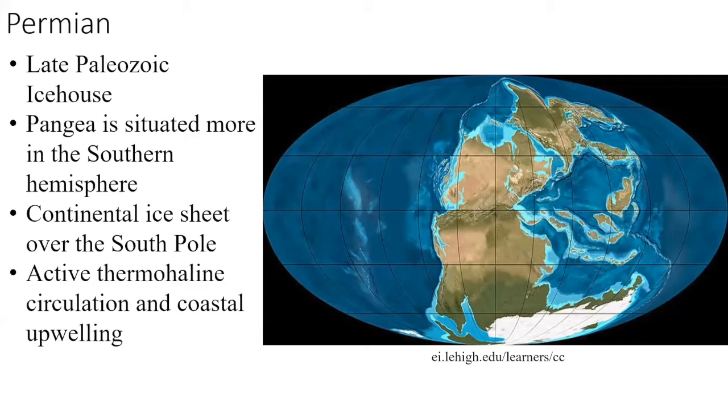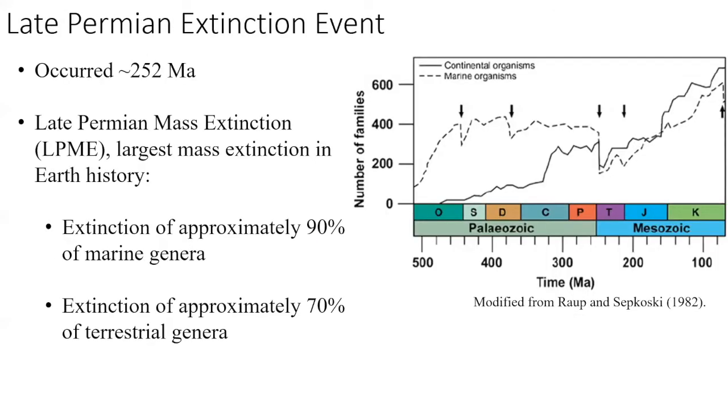Moving through the Permian, we have one of the biggest events in geologic history, and that is the late Permian extinction event, which occurred roughly 252 million years ago. It is the largest of the mass extinctions, resulting in approximately 90% of marine genera and 70% of terrestrial genera becoming extinct as a result of the happening, so to speak.